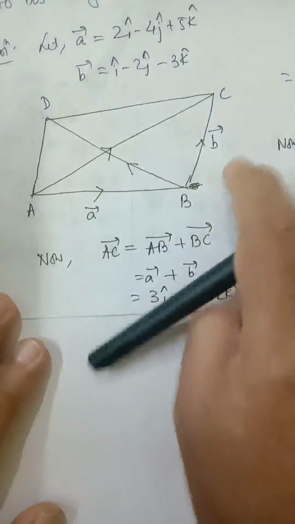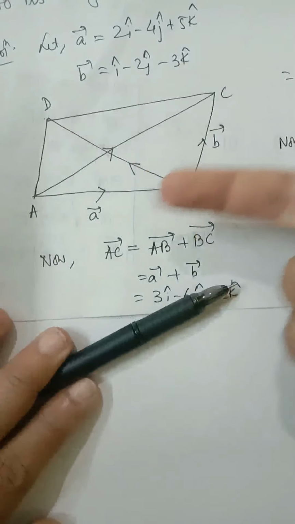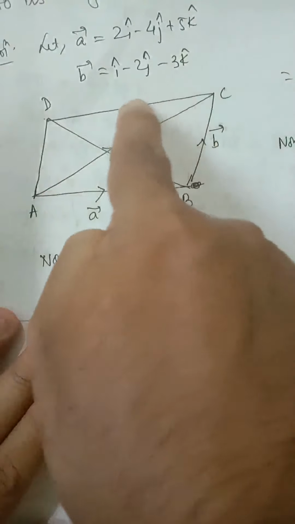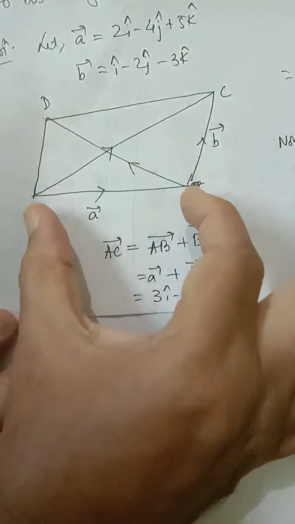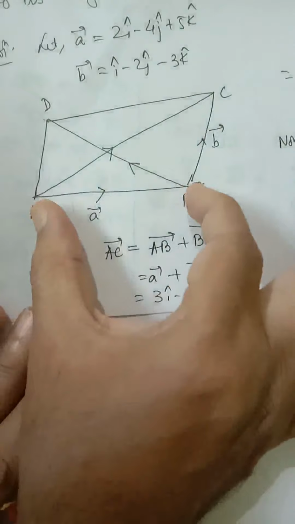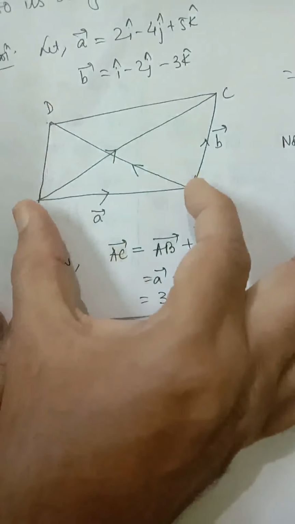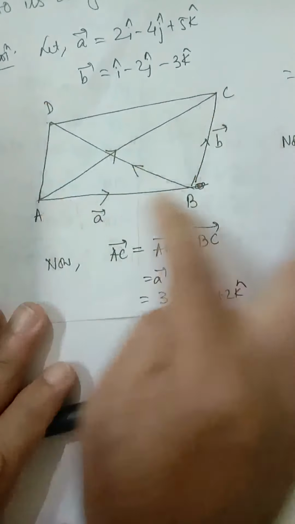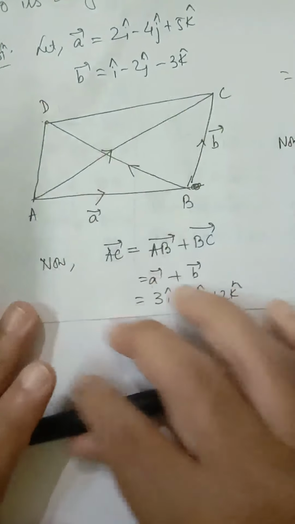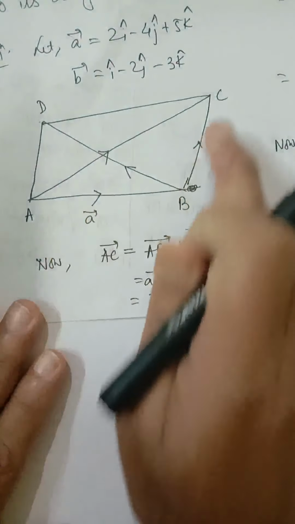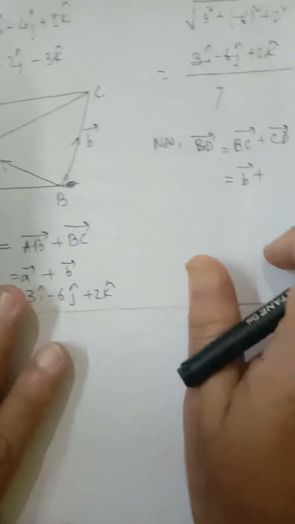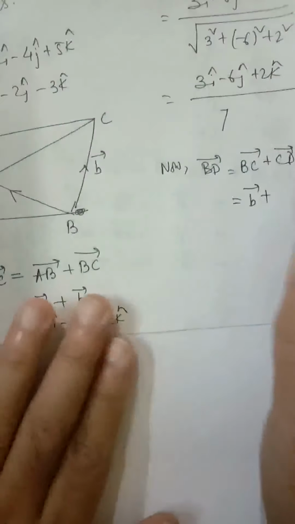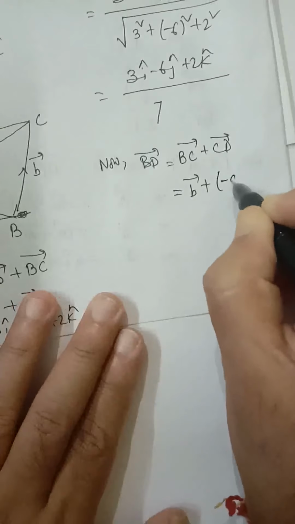CD vector means its direction is opposite to that of AB vector. You can see this is the direction of AB and the direction of CD is opposite. Although lengths are equal, opposite sides of a parallelogram are equal, so length of AB equals length of CD. So the magnitudes of these two vectors are the same, but the directions of AB and CD are opposite. So if AB is the A vector, CD will be minus of the A vector because their lengths are the same but direction is opposite. So CD we can write as minus of the A vector.